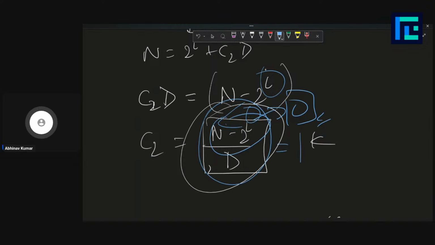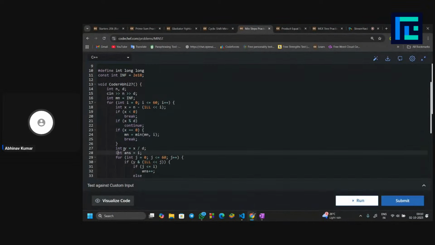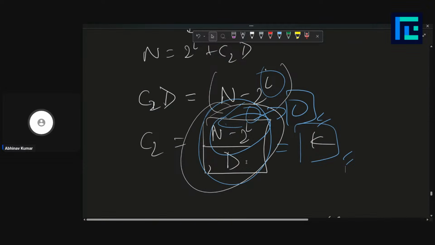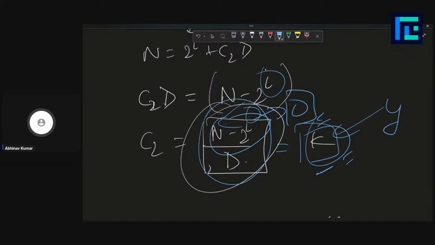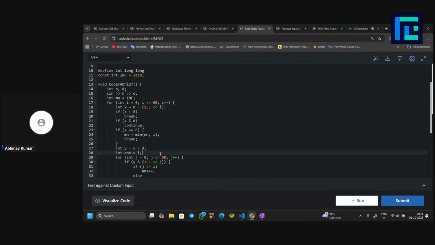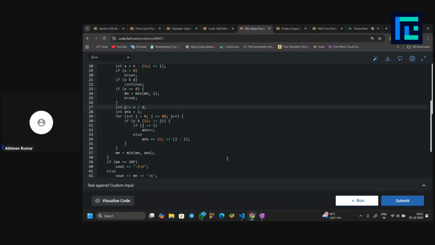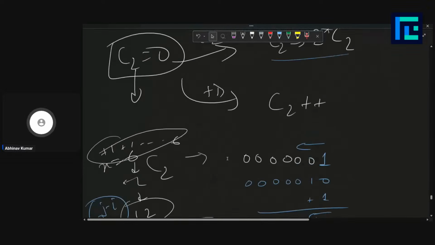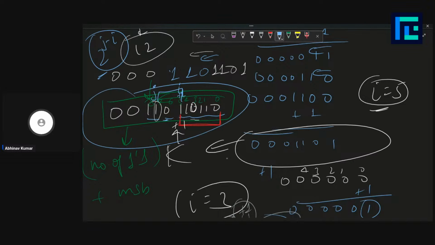So this divided by d, what we get is our k. Here I have taken that as y, x by d. So the y in my code is the k that I explained here. Now I want to make y. I want to make this k using the minimum number of type 2 operations.